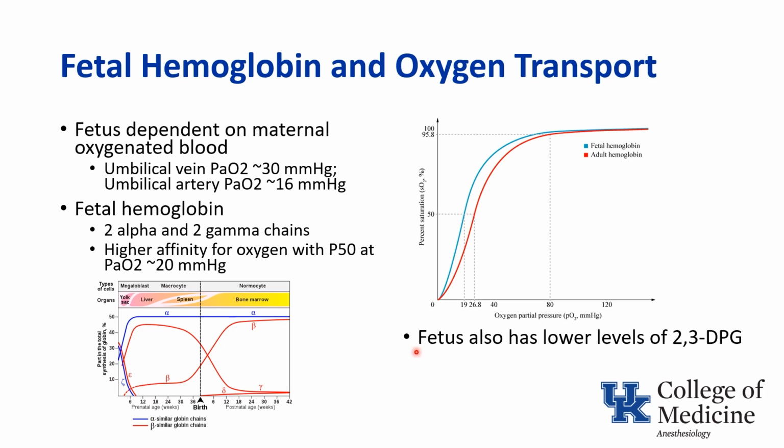It's also important to understand that the fetus has lower levels of 2,3-DPG, which further shifts this hemoglobin dissociation curve to the left. So even though the umbilical vein has a PaO2 of 30, this is enough to saturate, or at least mainly saturate, the hemoglobin and provide adequate perfusion in the fetus.